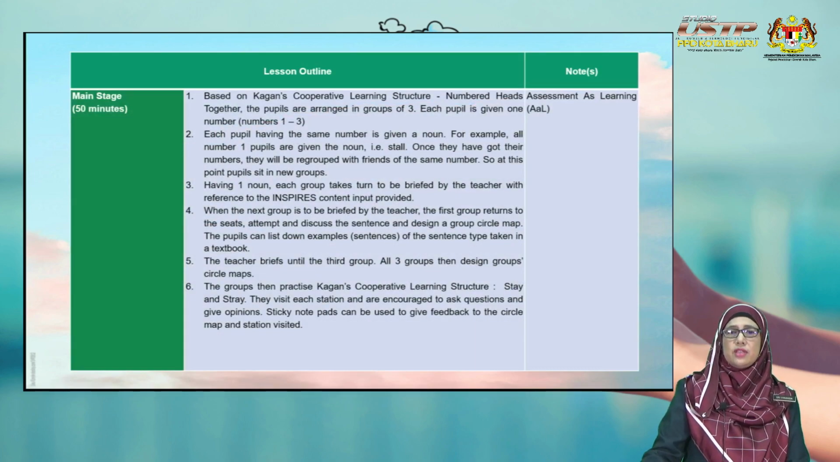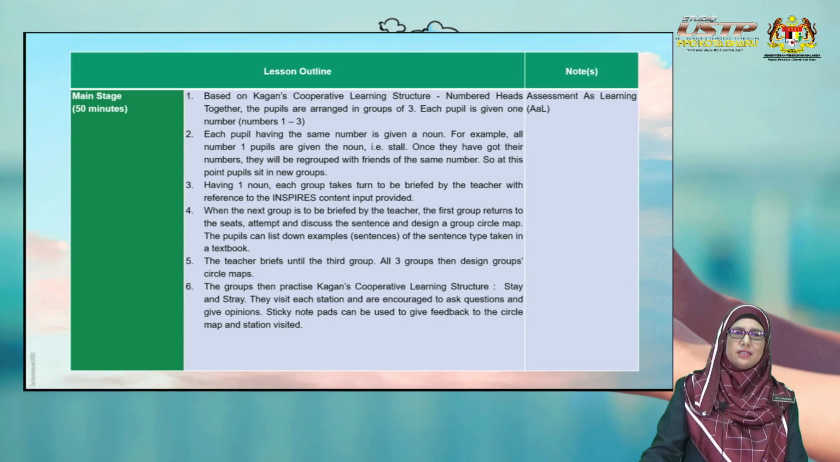After the starter stage, we move on to the main stage. Time allocated is 50 minutes. The lesson outline. First, based on Kagan's cooperative learning structure, numbered heads together, the pupils are arranged in groups of 3. Each pupil is given one number, that is 1, 2, and 3.